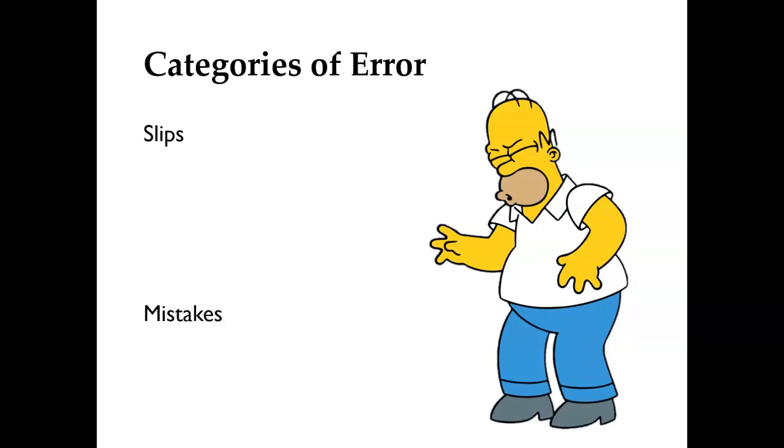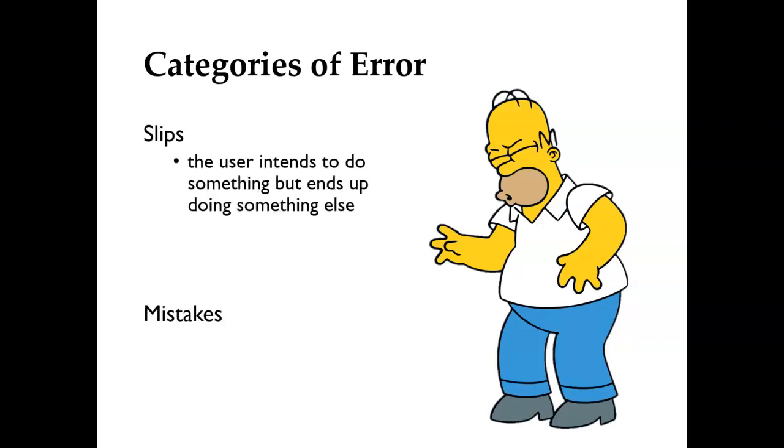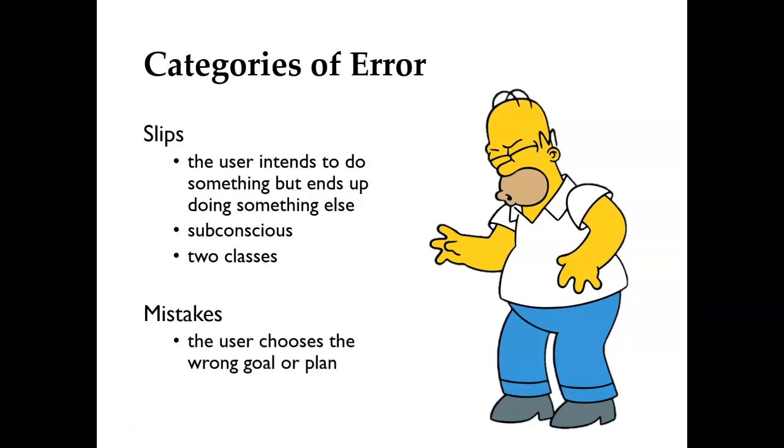We have slips, and we have mistakes. Slips are things that the user thinks that she or he is going to do, but ends up doing something else. They're subconscious. They're done without thinking, and there are two major classes of these. Then we have mistakes. Mistakes are conscious. The user thinks about it, and does the wrong thing actively. There are three different classes of these. We'll discuss them in some detail on the next slides.